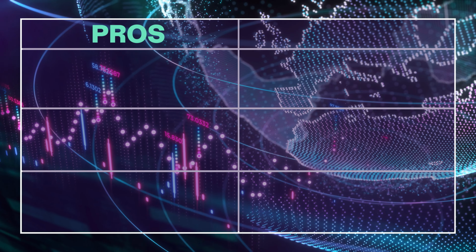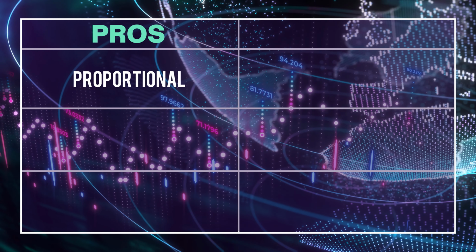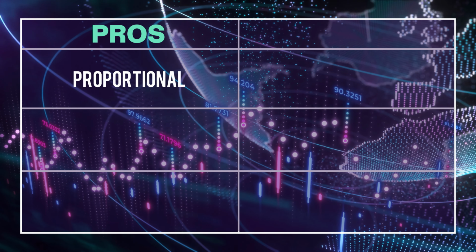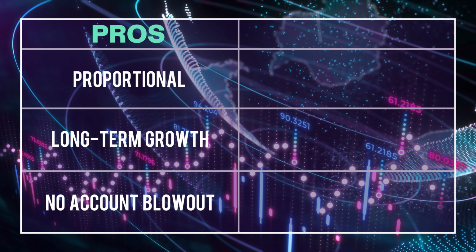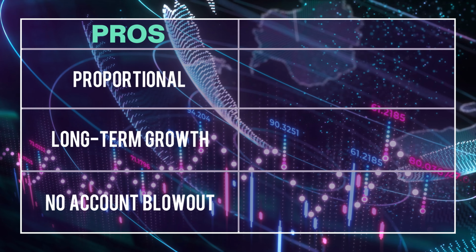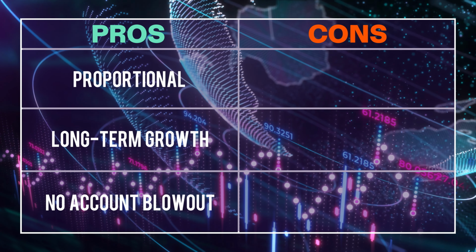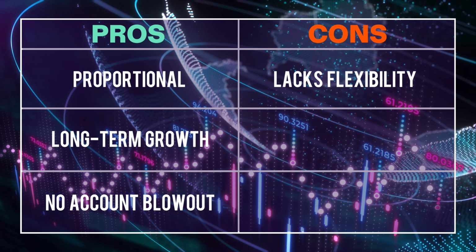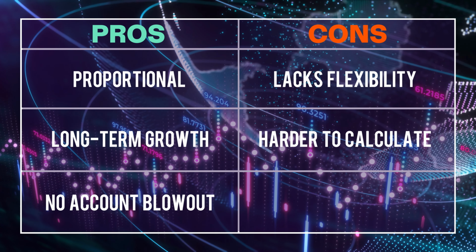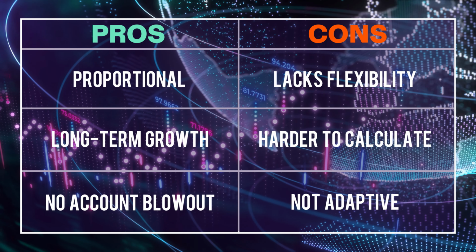The pros of this approach are that it's proportional, you lose less with bad performance and win more with good performance. It's more suitable to long-term growth, and it keeps you in the game longer, as the reduced risk during losing streaks can prevent you blowing out an account. The cons of this approach are, again, it lacks flexibility if that A-star setup comes along. Risk can be harder to calculate, and again, it's not adaptive to market conditions.